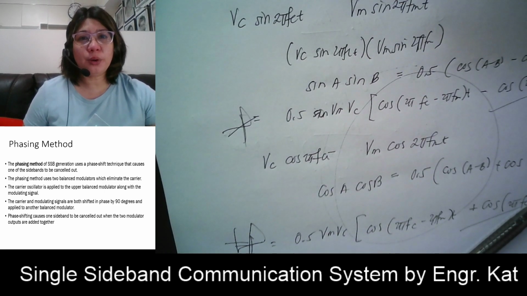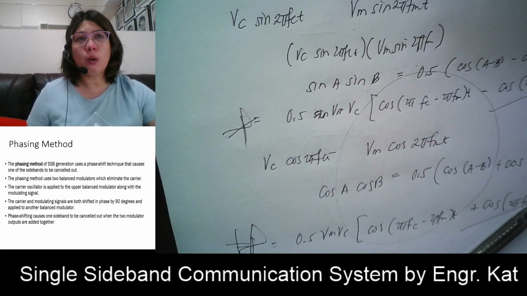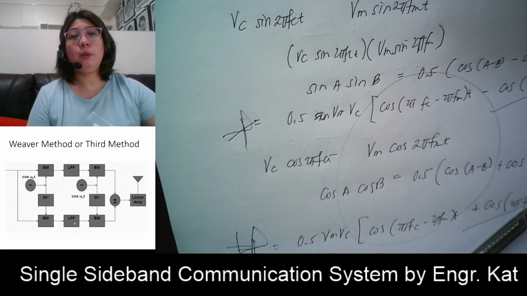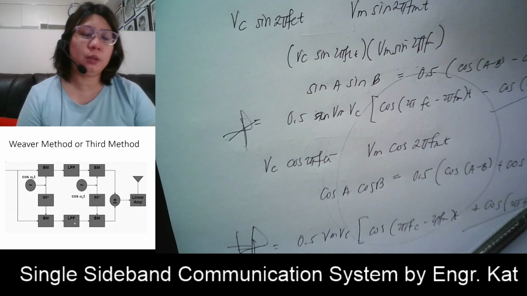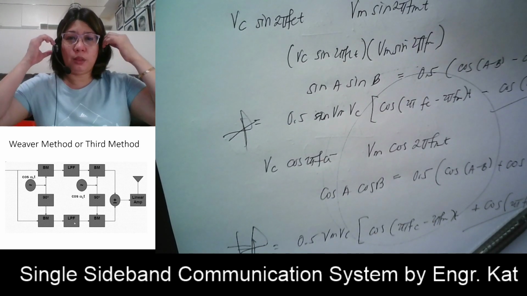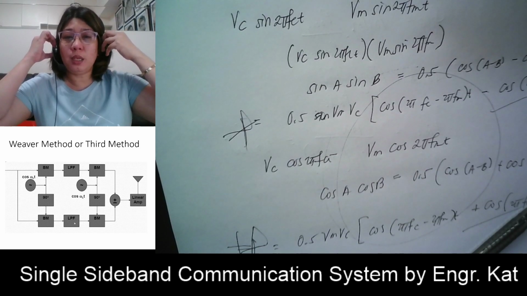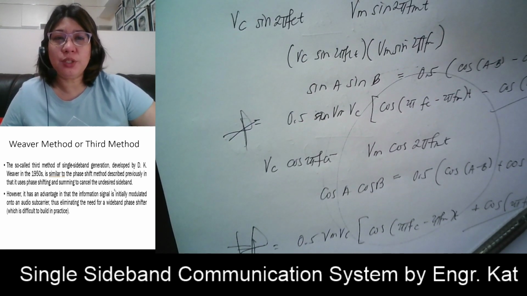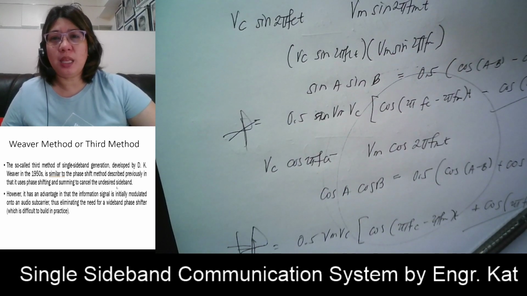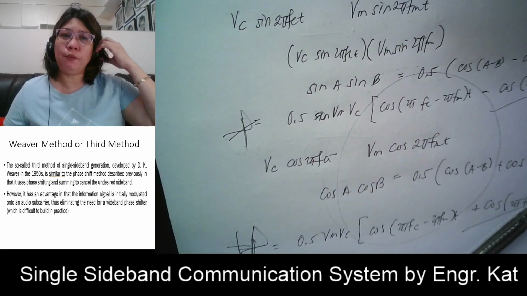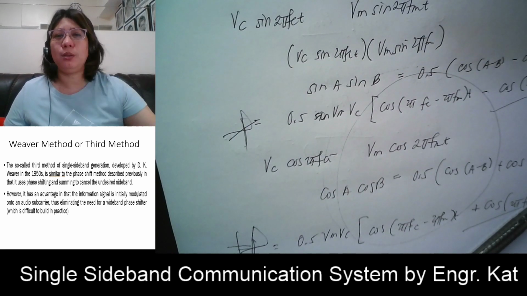So we have the third method. So the third method is somehow just like the phasing method, but a more improved phasing method. Okay, so we call this the Weaver method, or the third method. Okay, so also it is about phase shifting. Okay, so it says here the so-called third method of single sideband generation developed by D.K. Weaver in the 1950s. I was trying to search for the complete name of D.K. Weaver, but I cannot find it on the internet. So it's just D.K. Weaver.